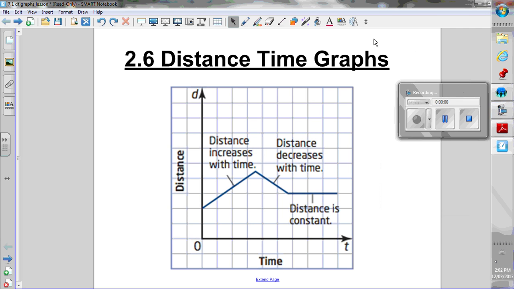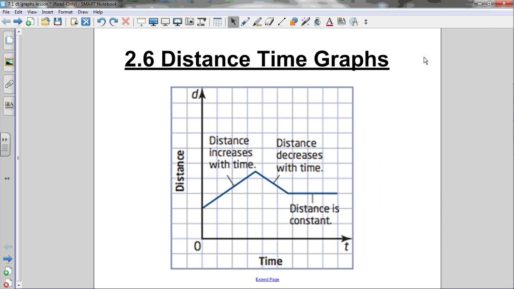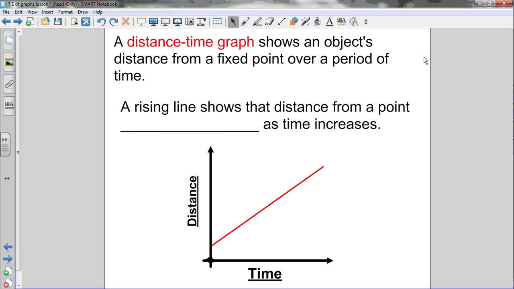Okay, here's the lesson for section 2.6, distance time graphs. Let's start by looking at what is a distance time graph. A distance time graph is a graph that shows an object's distance from a fixed point over a period of time. So this line here shows an object's distance from a fixed point over a period of time.